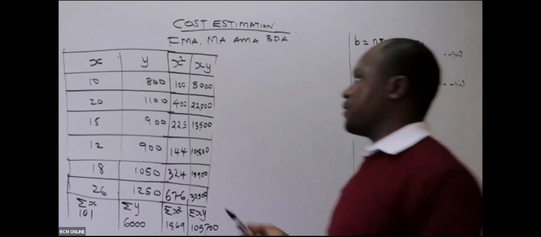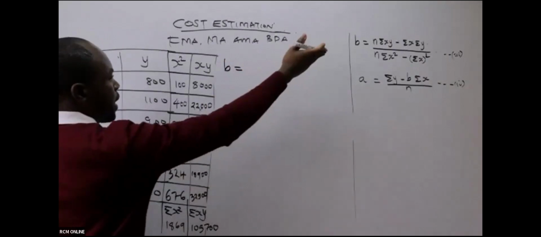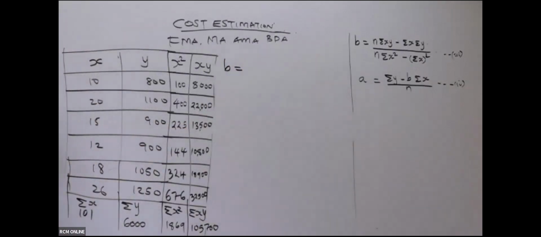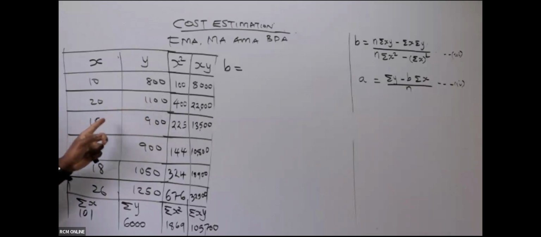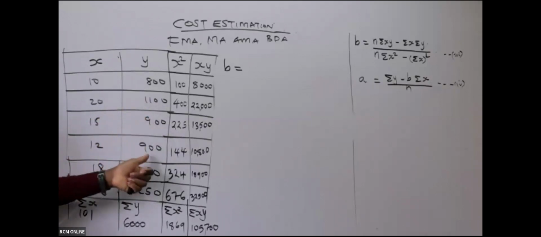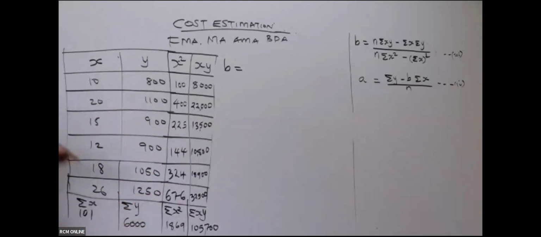b is the variable cost. So how do we get to b? What we are lacking is n. How do we get n? N represents the number of observations, right? The first one here, I have 10,800. That's the first observation. The second one is 20,1100, 15,900, 12,900, 18,1050, and 26,1250. So can we count the number of observations? That's 1, 2, 3, 4, 5, 6. So the number of observations for this data is 6.